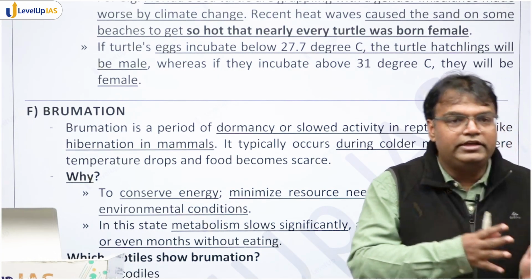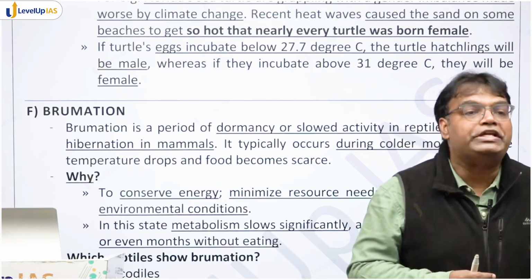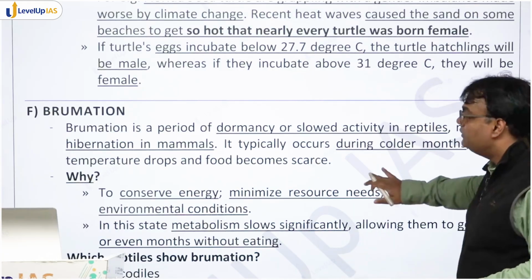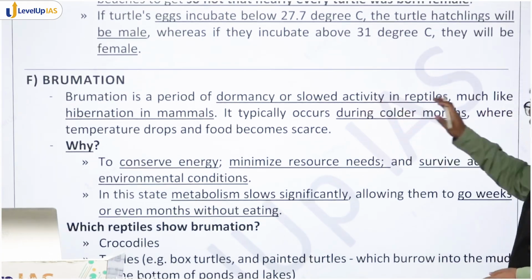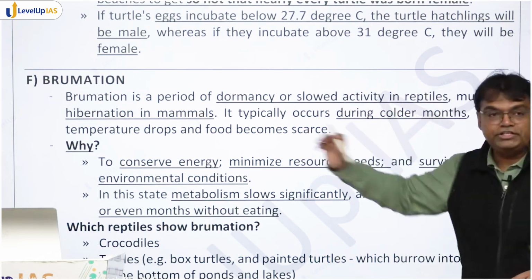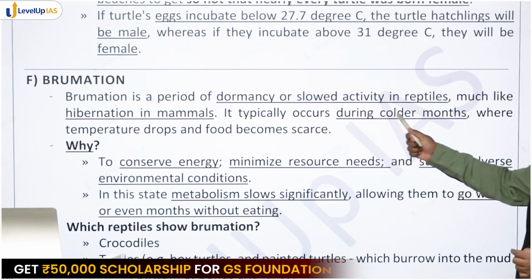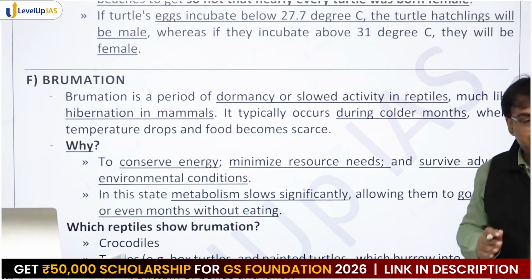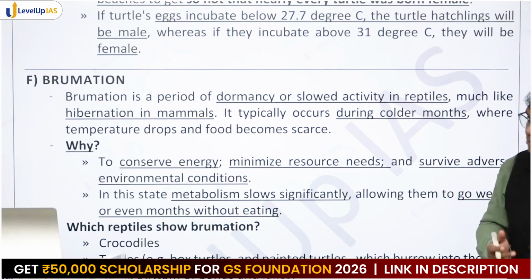Something like that in the case of reptiles is known as what? Brumation. So what is brumation? It is a period of dormancy or slowed activity in reptiles, much like hibernation in mammals. It typically occurs during colder months, when the temperature drops and the availability of food is much lesser.